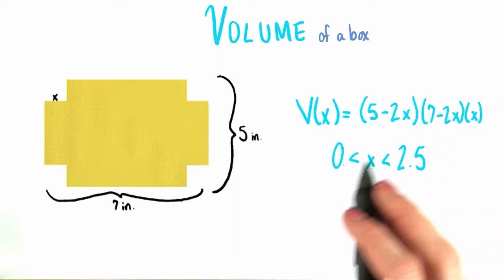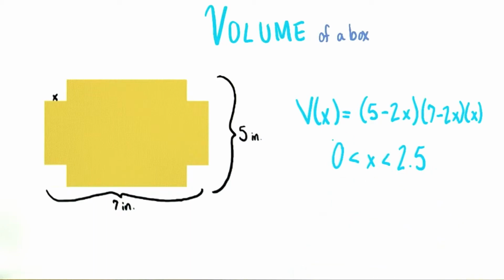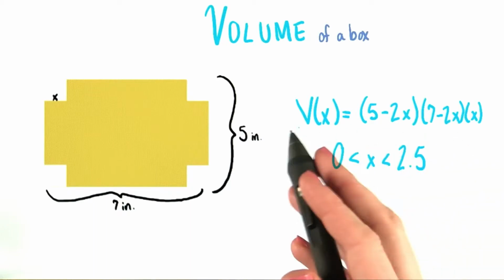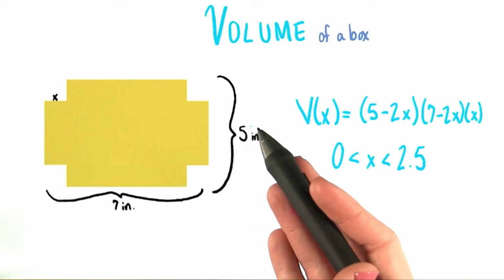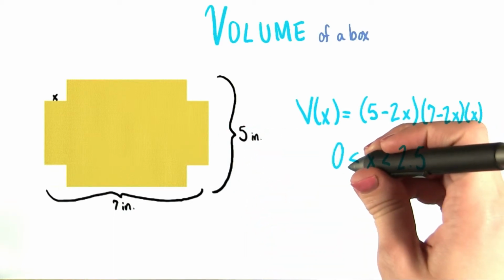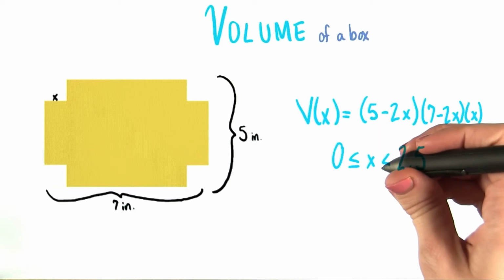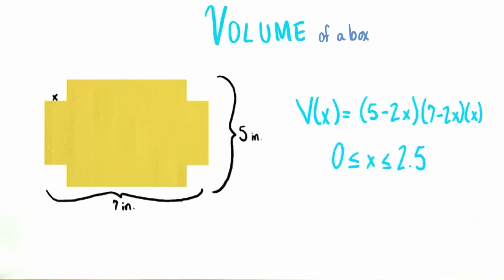However, we saw that if x equals 0, then the volume equals 0. And if x equals 2.5, the volume also equals 0. The idea of 0 volume is actually pretty understandable. It's negative volume that's the issue. So I'm going to go ahead and decide to include these endpoints in our domain.